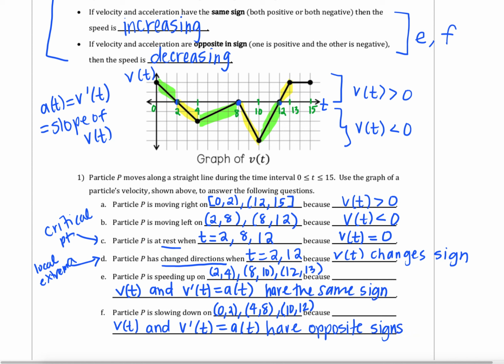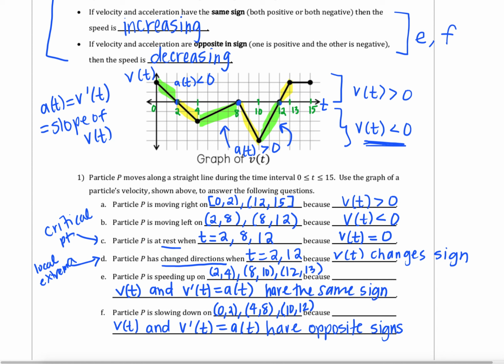So from 0 to 2 here, velocity is positive, but our acceleration here would be negative because we have a negative slope. From 4 to 8, our velocity is negative because we are below the x-axis, but our acceleration here would actually be positive because we have a positive slope. And the same thing is happening on 10 to 12. Velocity is negative because we're below the x-axis, but the acceleration is positive because we have a positive slope.